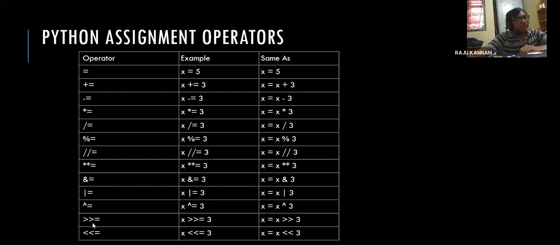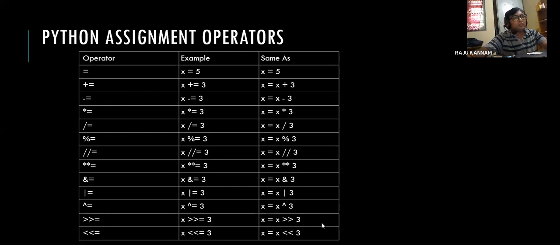And this is right shift. So for x, all the bits are right shifted by 3 positions, and the result will be stored in x. So here it is left shift. Instead of right shift, it will be left shift, right? So already we have seen the programs in the last class.